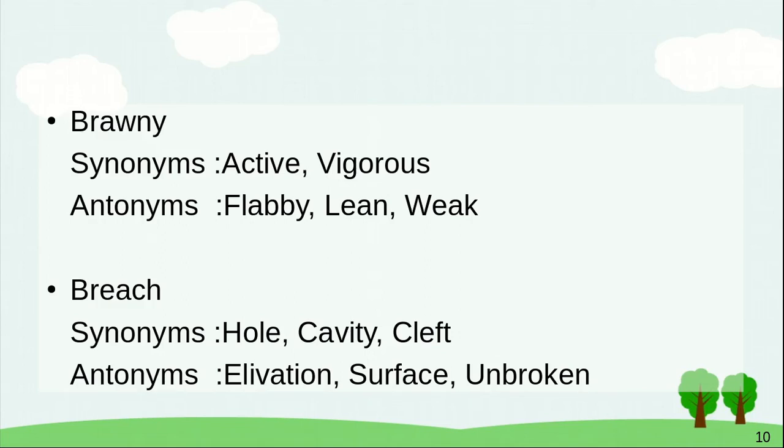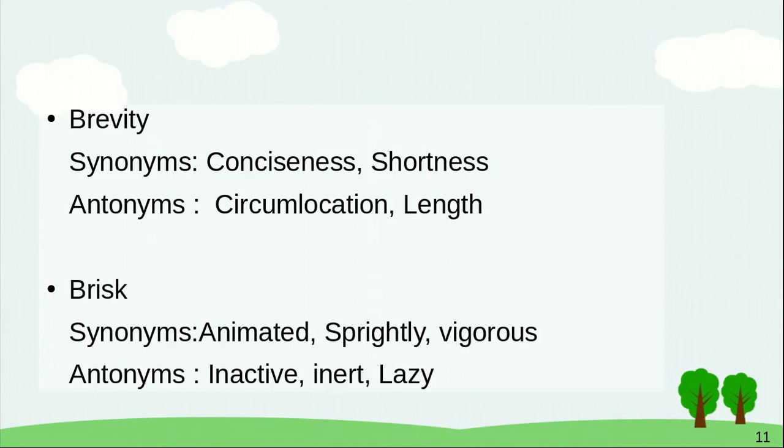And coming to the next word, it's brevity. Brevity, సంక్షిప్తత, సంగ్రహము అని అర్థం వస్తుంది. The use of brief expressions, briefness, transience. And brevity is a noun and adjective is brief. And synonyms of brevity are conciseness, conciseness అంటే సంగ్రహము అని అర్థం, and shortness. Antonyms are circumlocution and length. సర్కంలొకేషన్ అంటే అత్యుక్తి అని అర్థం వస్తుంది.